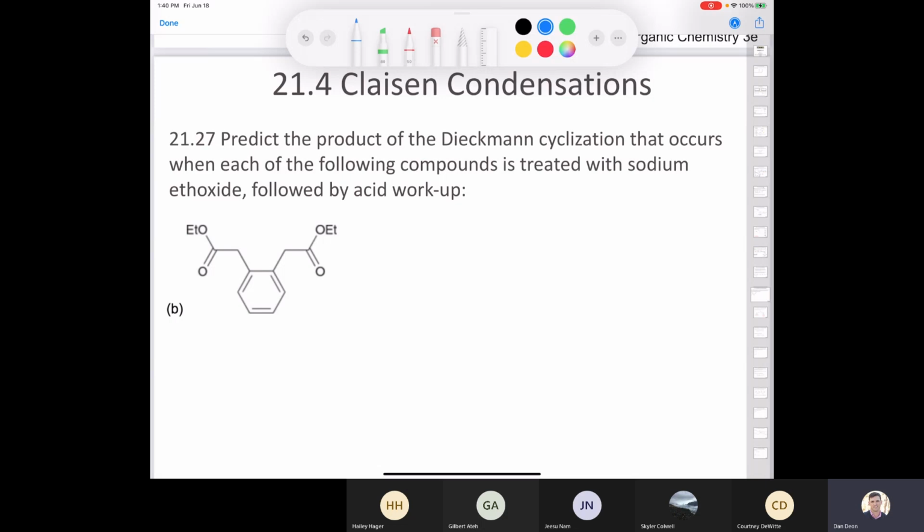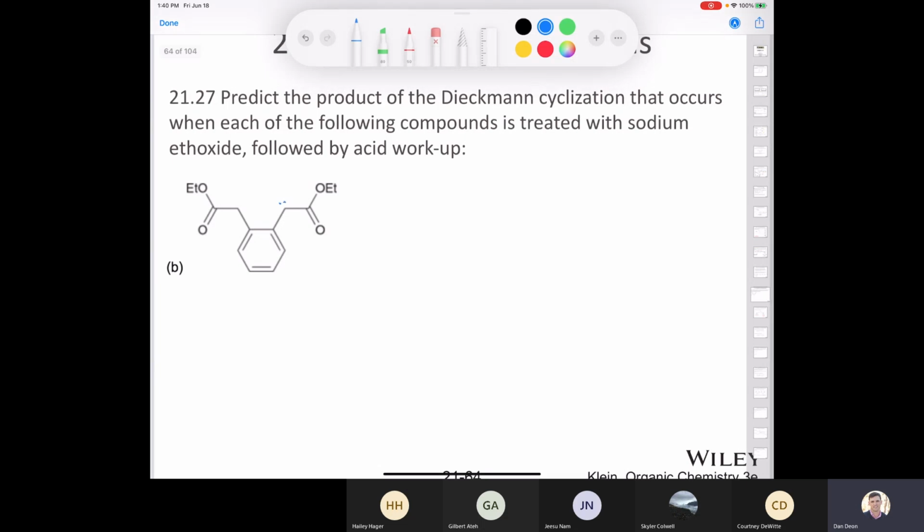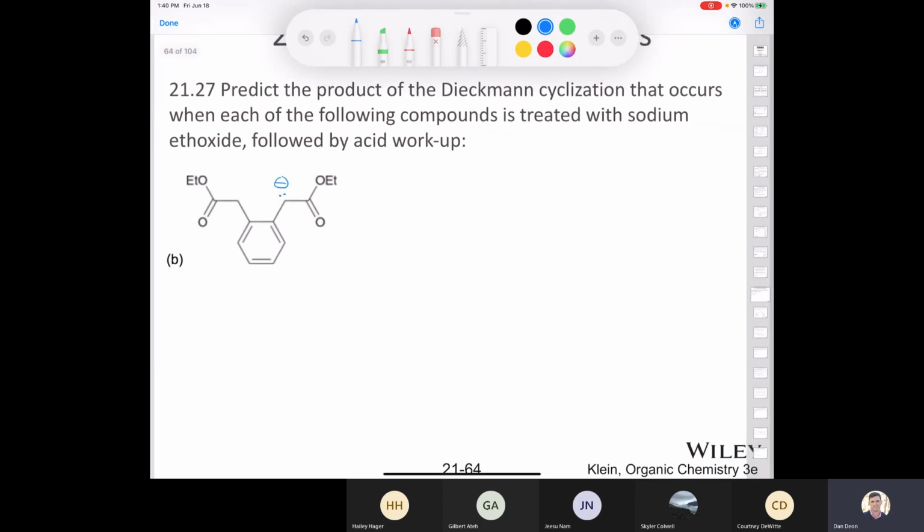It says predict the product with the Dieckmann cyclization that occurs when each of the following compounds. So there's only one of them, and let's try drawing the mechanism. Why not? You know, this is the land of the free. So let's take this compound here. I mean, after I said I was going to draw the mechanism, why don't we just draw the enolate? So, right, because we have two ethyl esters.